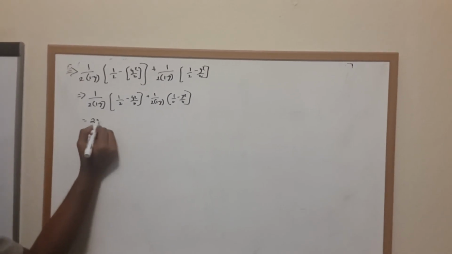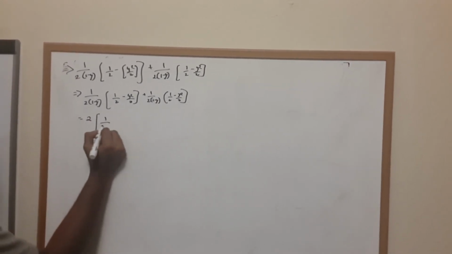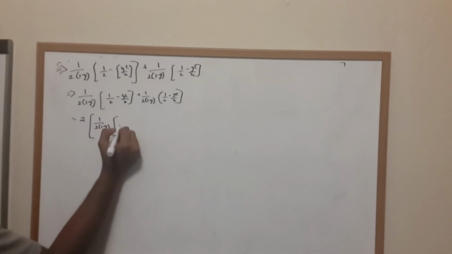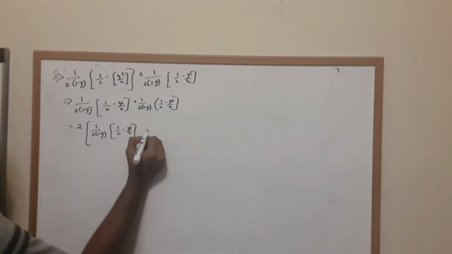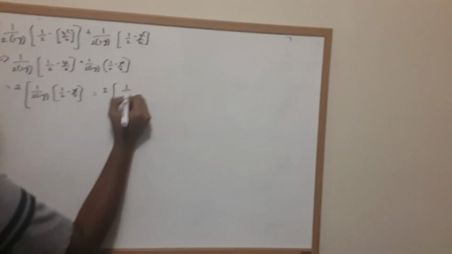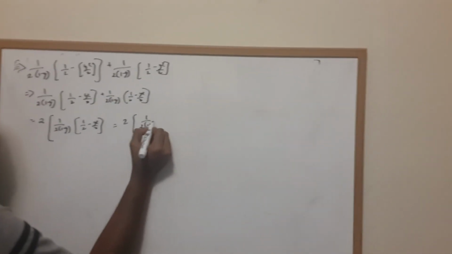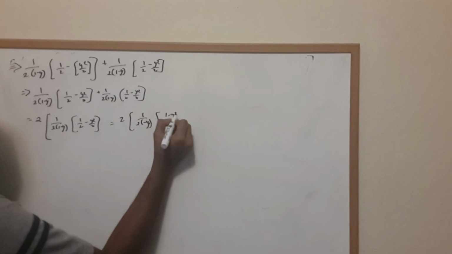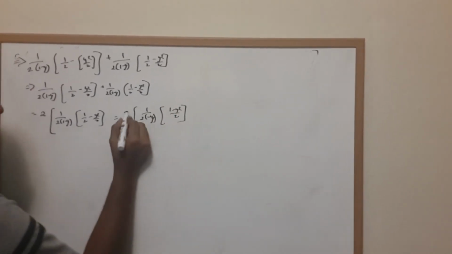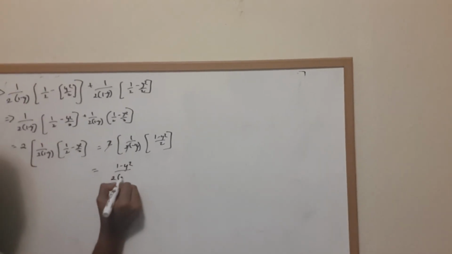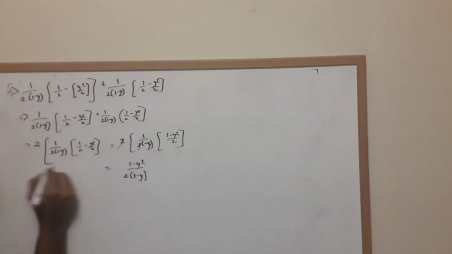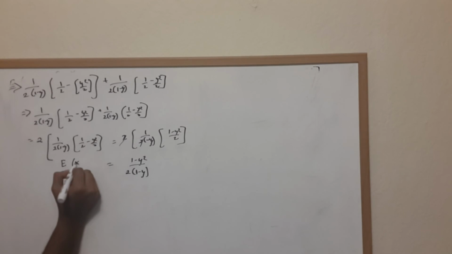So this is 2 into 1 by 2 into 1 minus y into 1 by 2 minus y squared by 2. So this is 2 into 1 by 2 into 1 minus y, 1 minus y squared by 2. So this 2 and this 2 get cancelled. So 1 minus y squared by 2 into 1 minus y. So this is the formula for E of x given y.